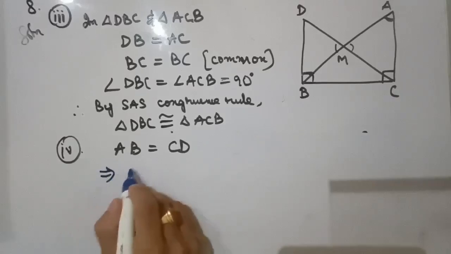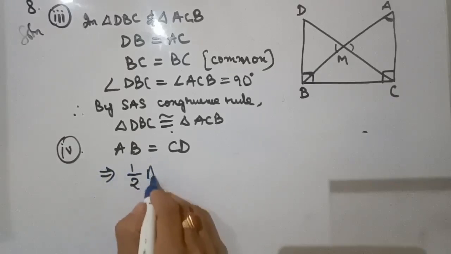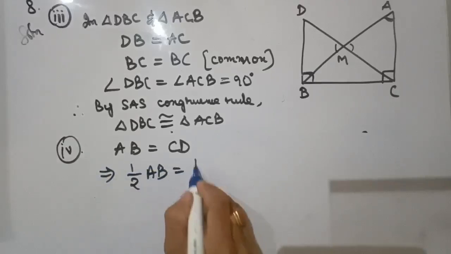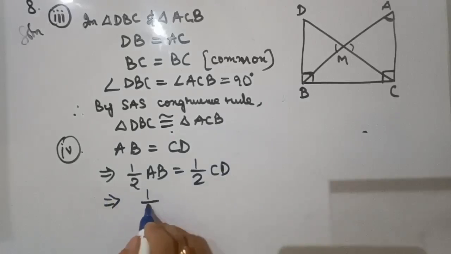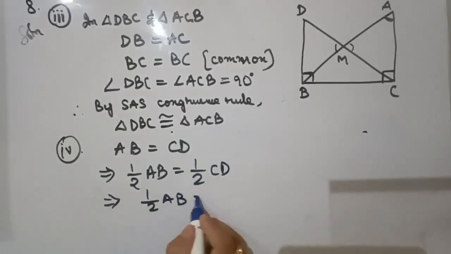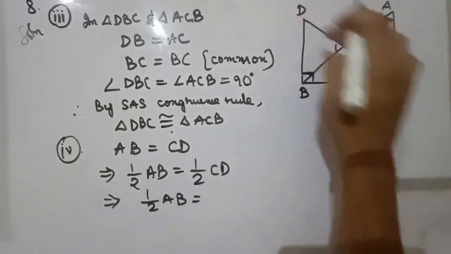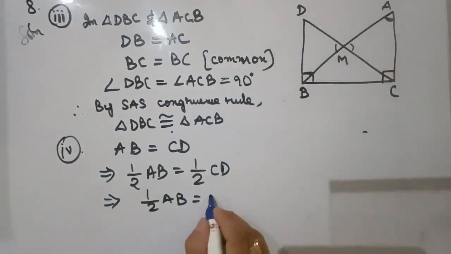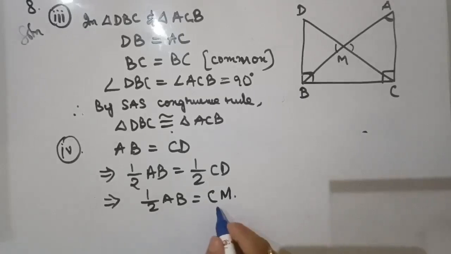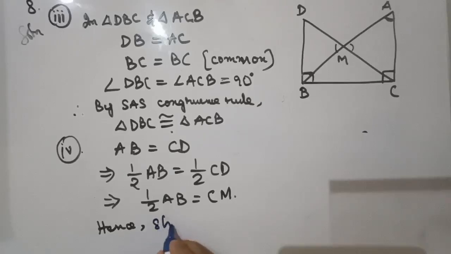This implies we multiply both sides by half, so it becomes half AB and half CD. Implies half AB equal to half of CD, which is CM, because M is the midpoint. Half AB equal to CM. Hence shown.